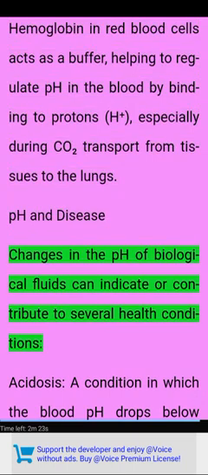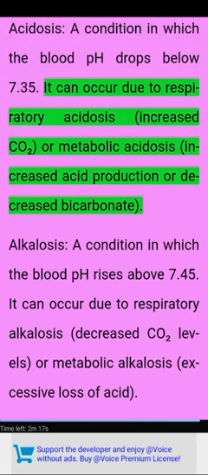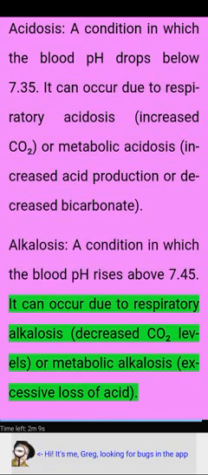pH and disease. Changes in the pH of biological fluids can indicate or contribute to several health conditions. Acidosis is a condition in which the blood pH drops below 7.35. It can occur due to respiratory acidosis, increased CO2, or metabolic acidosis, increased acid production or decreased bicarbonate. Alkalosis is a condition in which the blood pH rises above 7.45. It can occur due to respiratory alkalosis, decreased CO2 levels, or metabolic alkalosis, excessive loss of acid.